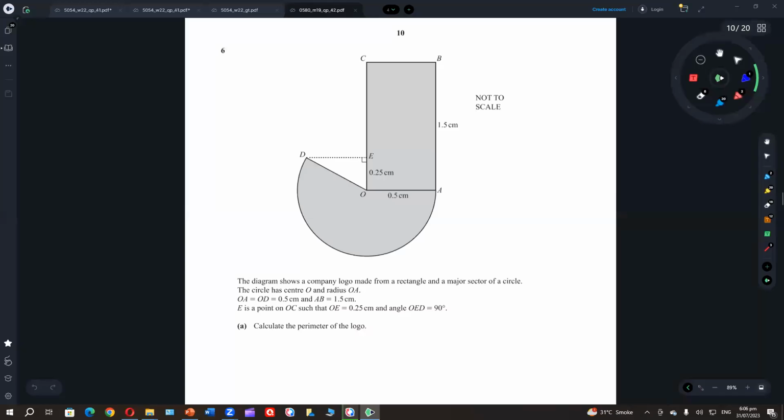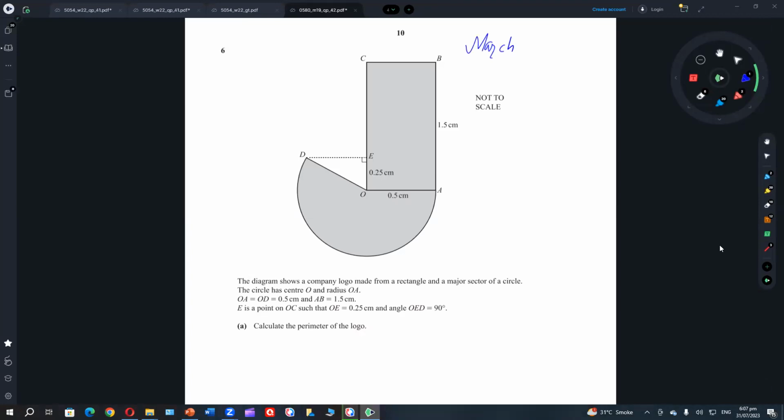Different. So this is March 2019. This is a diagram. It looks to be a rectangle and a semicircle and an arc. It says calculate the perimeter of the logo. Perimeter means you have to move around the figure.